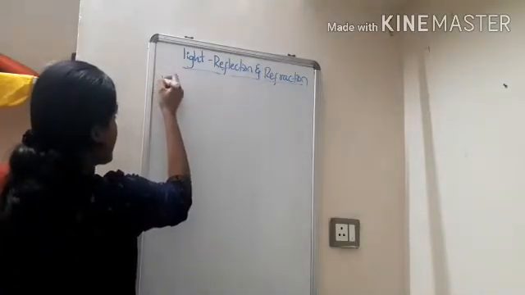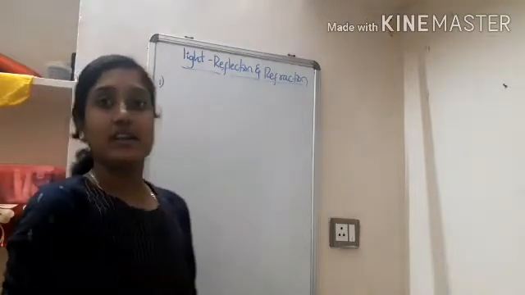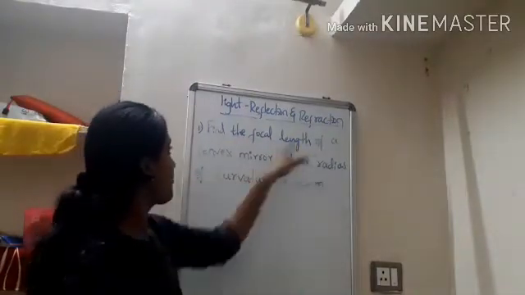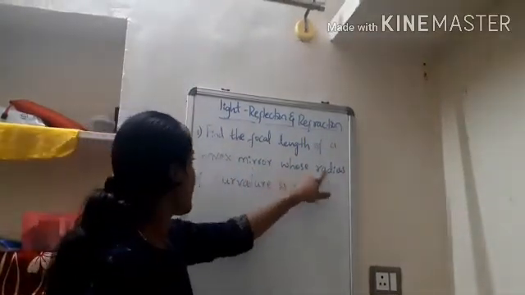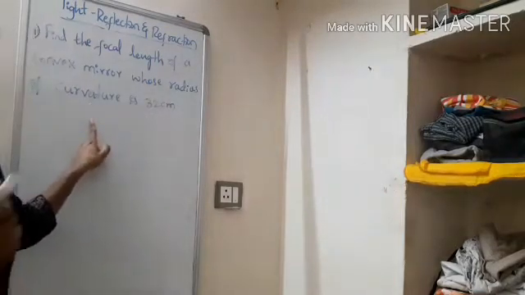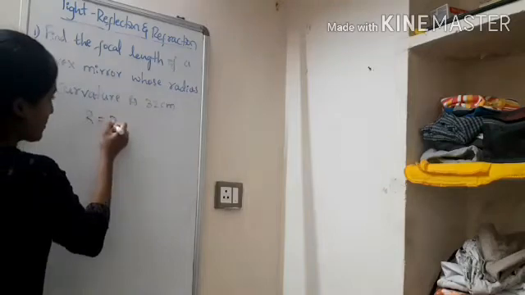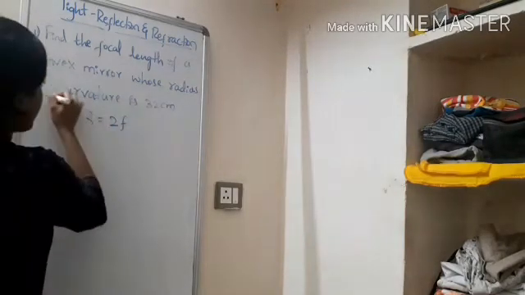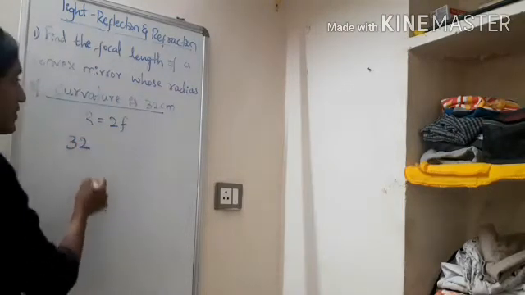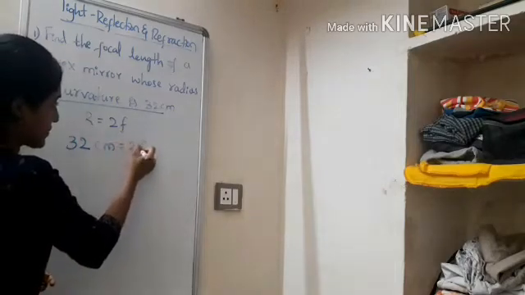First one is based on the relationship between the focal length f and the radius of curvature. Observe the problem here. Find the focal length of a convex mirror whose radius of curvature is 32 centimeters. Okay, we know one formula, that is R is equal to 2F. So the given radius of curvature is 32 centimeters. Let's write here: radius of curvature 32 centimeter is equal to 2F.